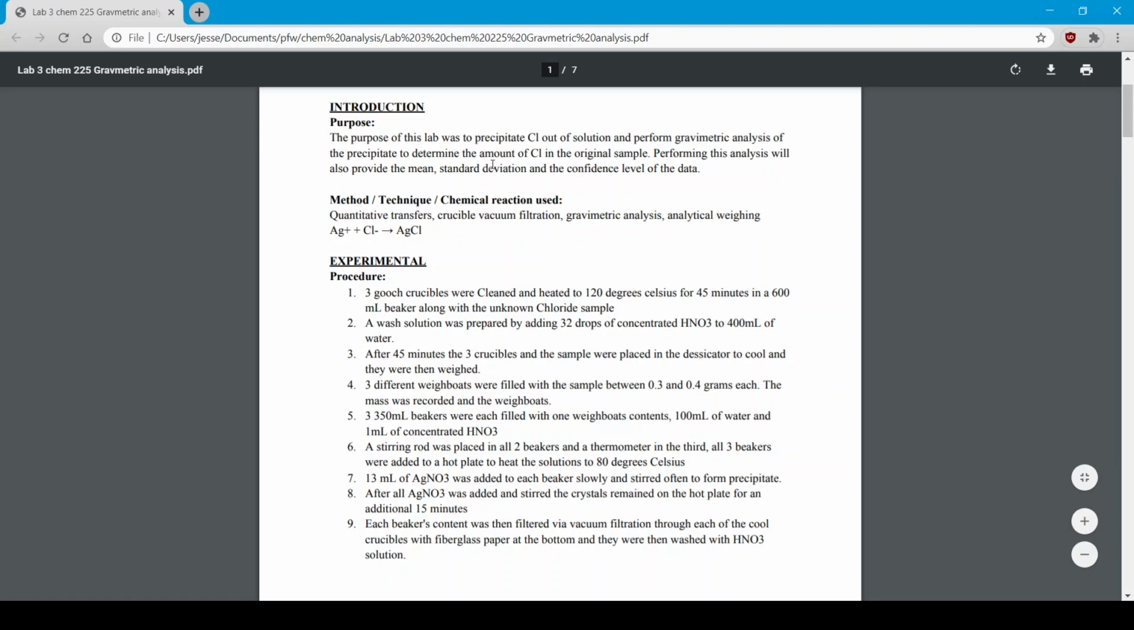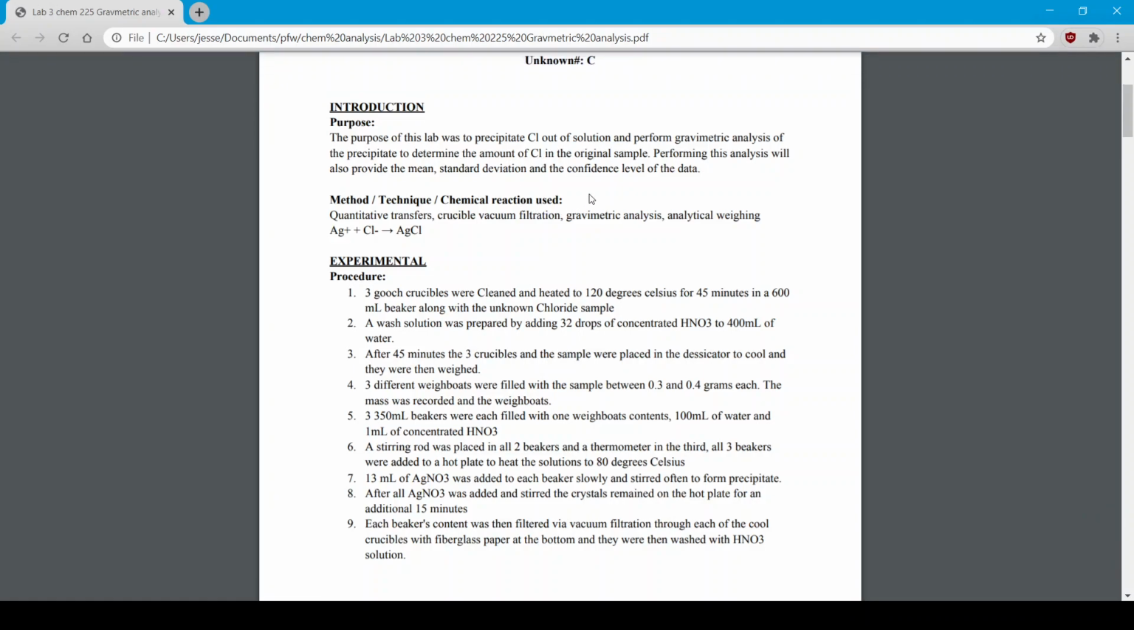So today, the purpose of this lab was to precipitate Cl out of solution and perform a gravimetric analysis of the precipitate to determine the amount of Cl in the original sample. Performing this analysis will also provide the mean, standard deviation, and the confidence level. So in a couple short sentences, I basically described the purpose of the lab.